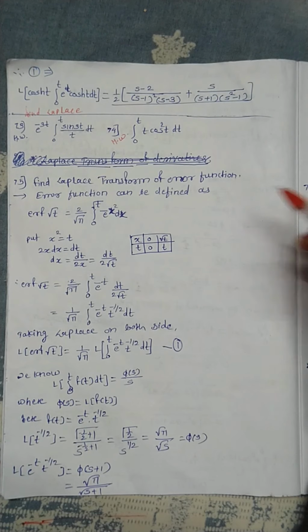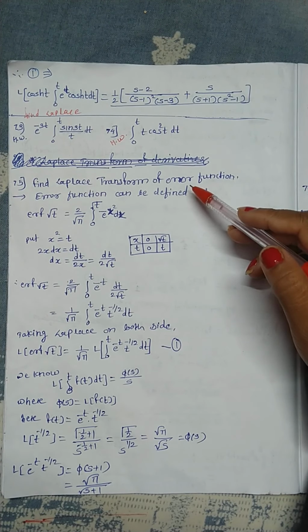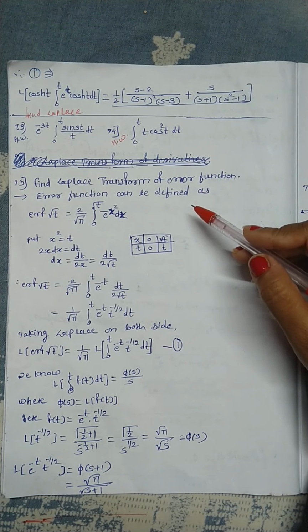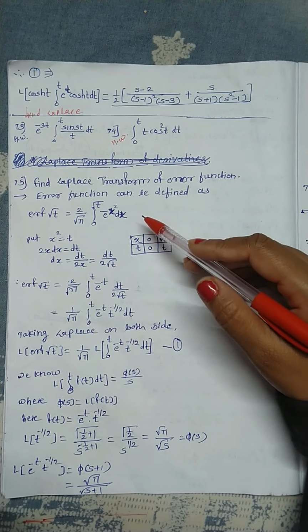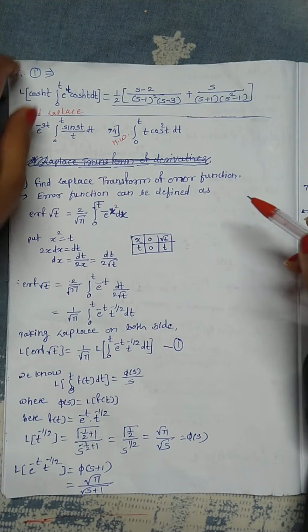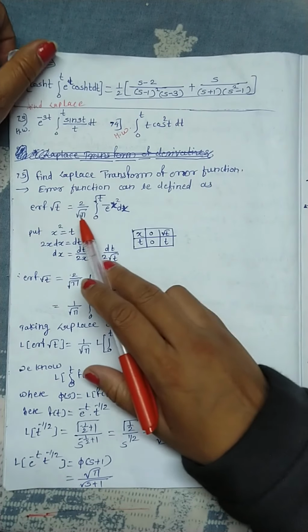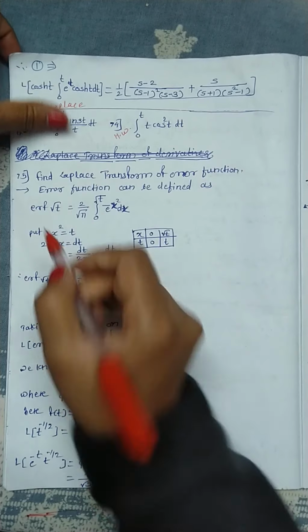That means you have to know the definition of error function, then you have to calculate how to find Laplace transform of error function. You have to mug up this example, at least the definition. Now let us see what is the definition of error function and how to calculate Laplace of that. Error function can be defined as, this is the definition.